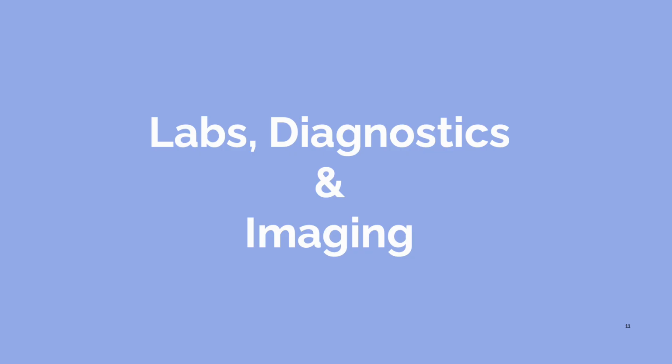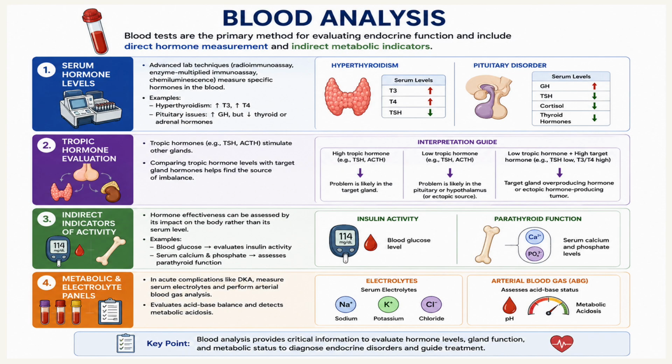So let's talk about the labs and diagnostics and imaging. How do we know when something goes wrong, right? This is how we validate information, right? All the data that we collect. So the first thing is our blood analysis, blood levels, right? Blood tests are the primary method we use to evaluate endocrine function and are often the first step in diagnosing endocrine disorders. Now, these tests help us determine whether hormone production is normal, excessive, or deficient.